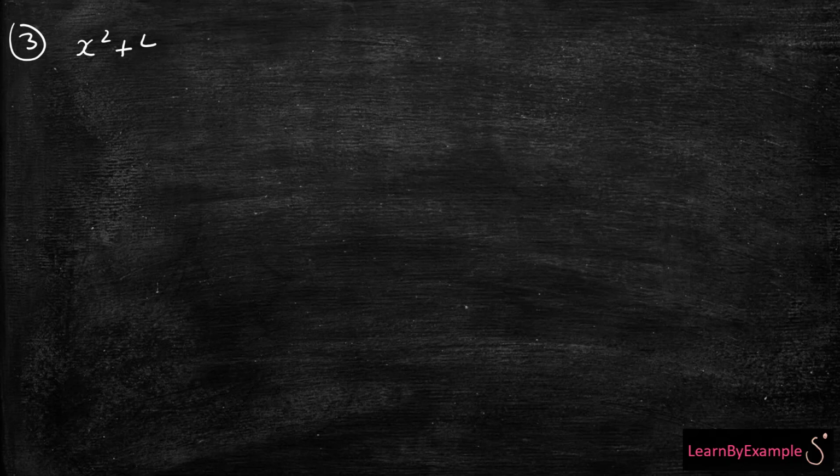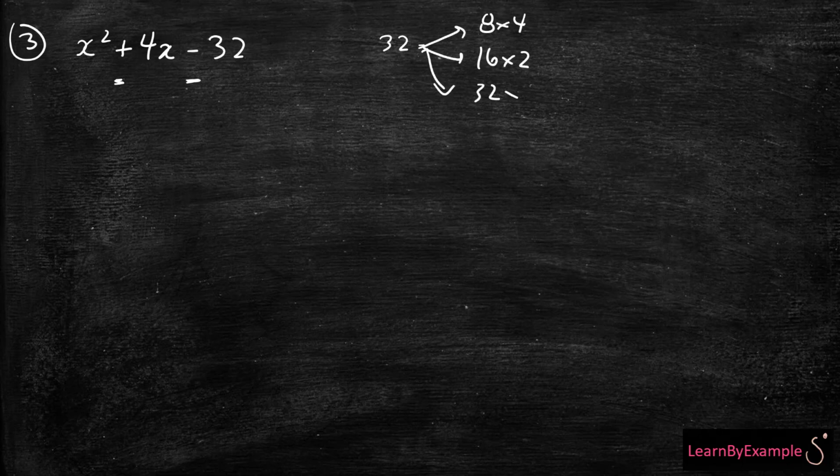Now, here's the third example: x squared plus 4x minus 32. Again, look at your sign convention. This is a negative product and a positive summation. So what is going to give us 32? There are a bunch of options: 8 times 4, 16 times 2, 32 times 1. But we're also trying to get a summation of 4. This is not going to give you 4, this is not going to give you 4, but 8 minus 4 is going to give you 4.